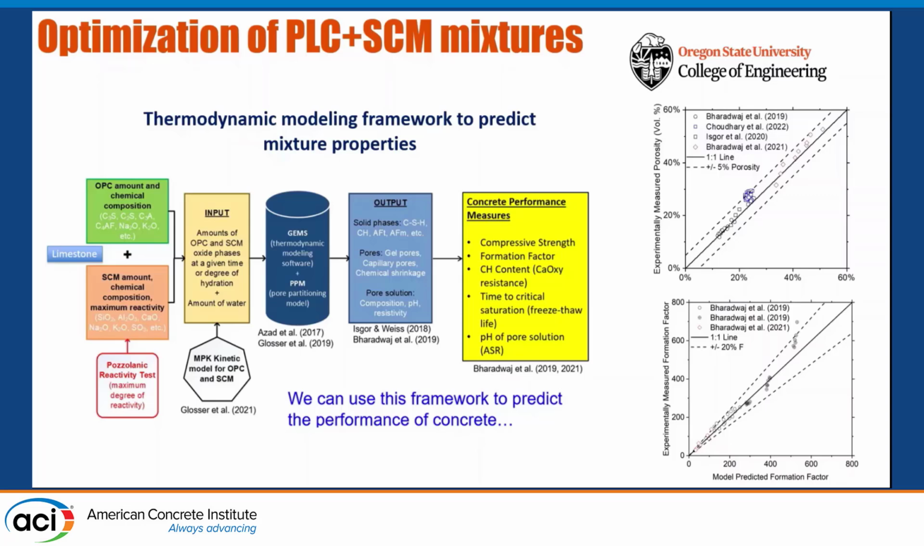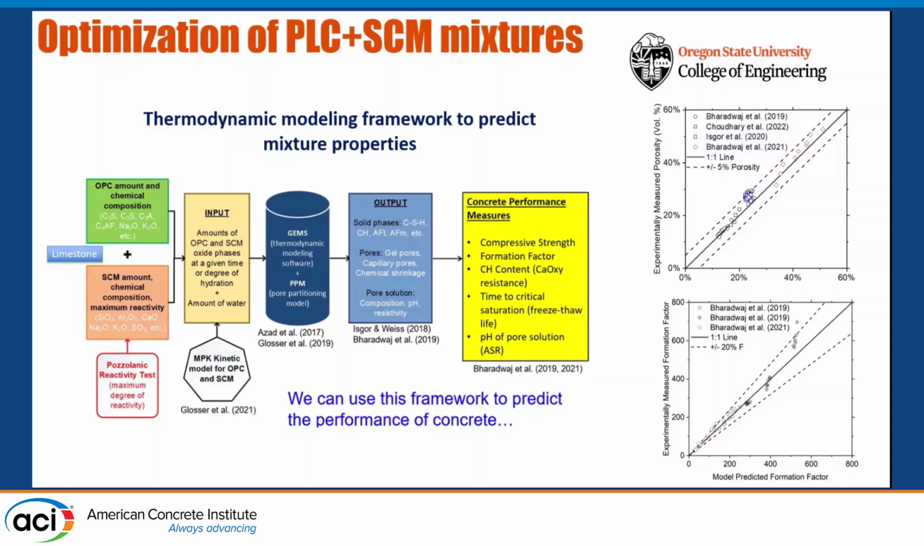I'll talk about the reactivity a little bit more later, but once you know those, we can use thermodynamic calculations, as I showed you before, to determine how much CSH we have in the system, how much calcium hydroxide we have in the system, how much porosity we have in the system. We can partition gel porosity from capillary porosity, and with all that, we can predict properties like compressive strength, formation factor, which is a transport property, calcium hydroxide content, time to critical saturation, pH, and many more.